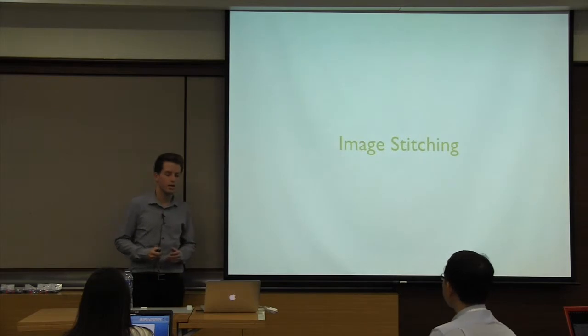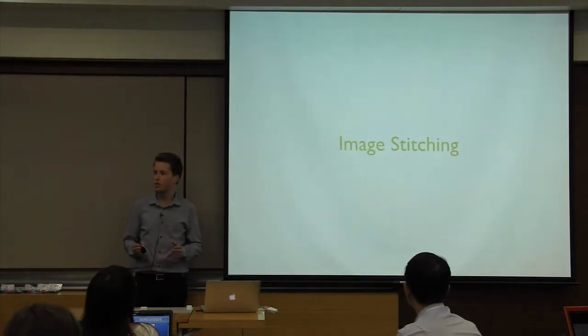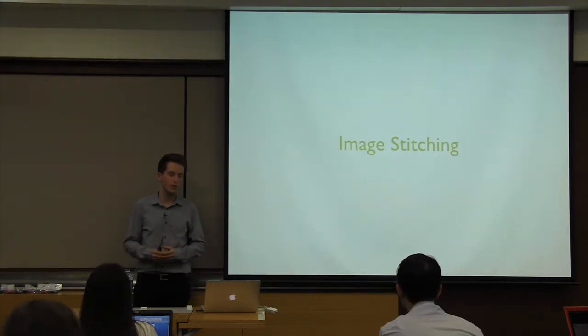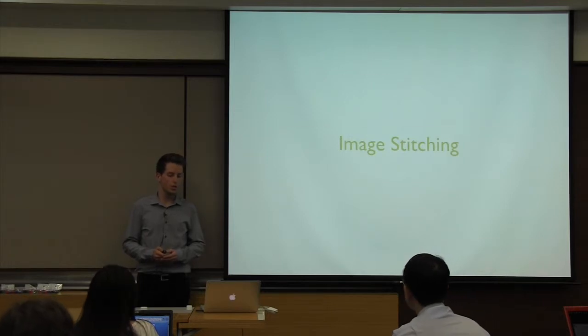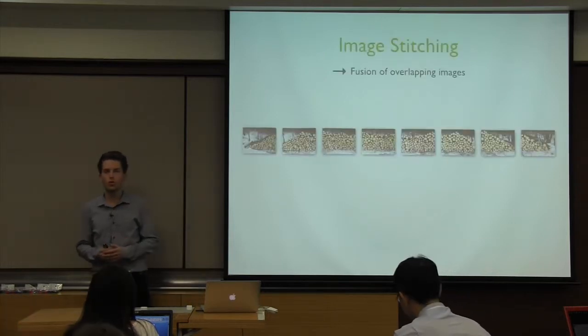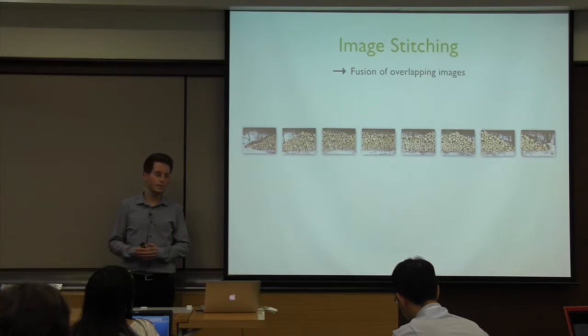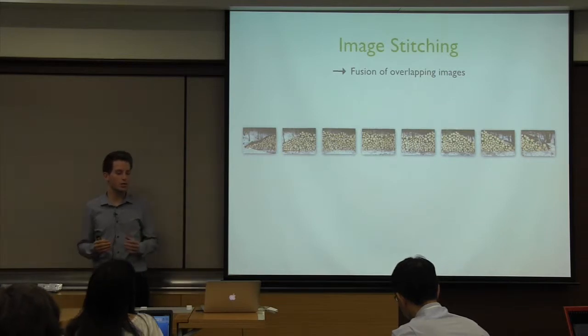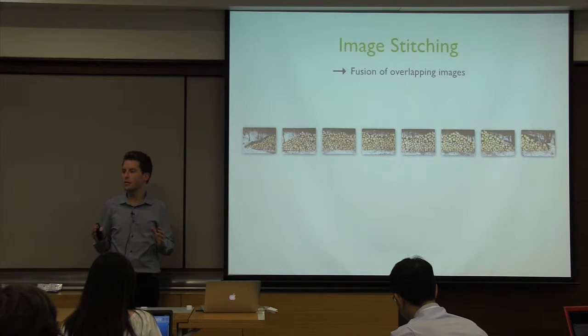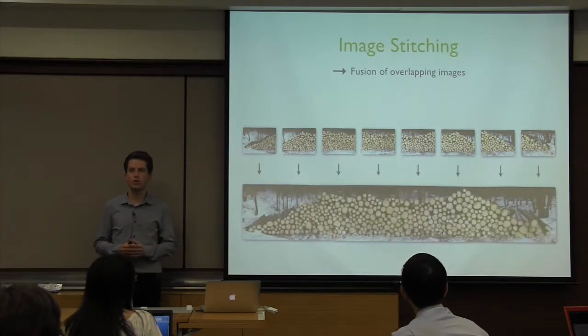So let's first take a look at what image stitching is. Maybe not all of you are totally familiar with this. Image stitching is what we call the fusion of overlapping images. So we have a couple of images here. These images are taken from a so-called woodblock file. And we want to fuse these images together into one big panoramic image. So the end result should look like this.